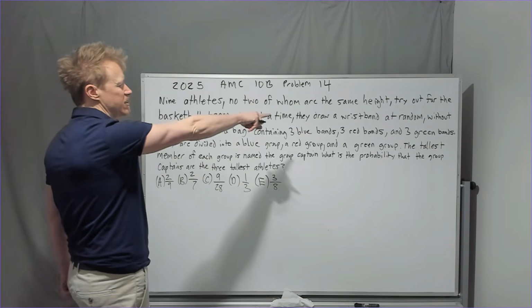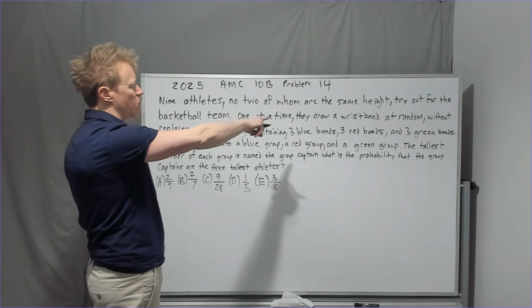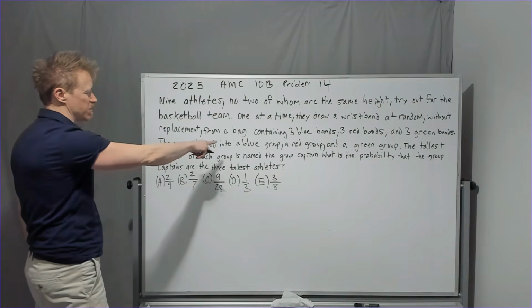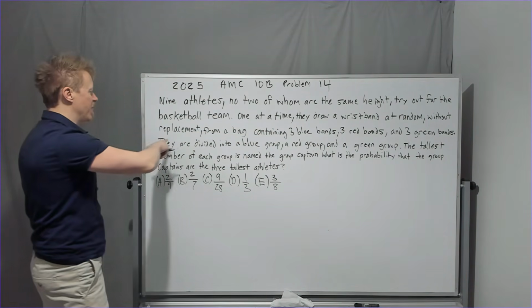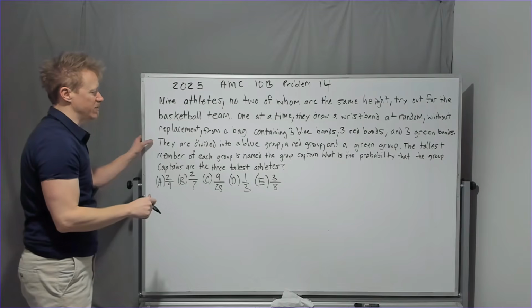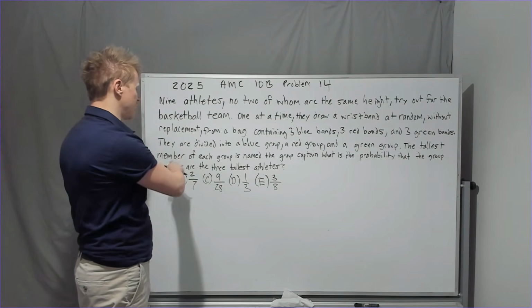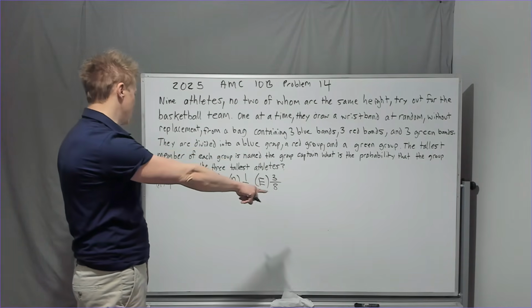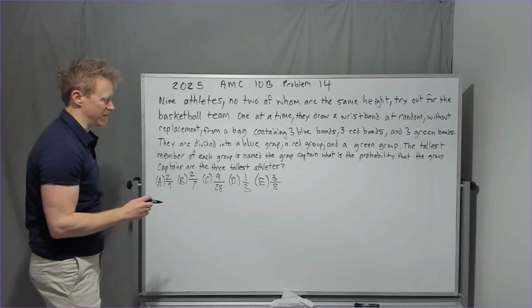9 athletes, no 2 of whom are the same height, try out for the basketball team one at a time. They draw a wristband at random without replacement from a bag containing 3 blue bands, 3 red bands, and 3 green bands. They are divided into a blue group, a red group, and a green group. The tallest member of each group is named the group captain. What is the probability that the group captains are the 3 tallest athletes?